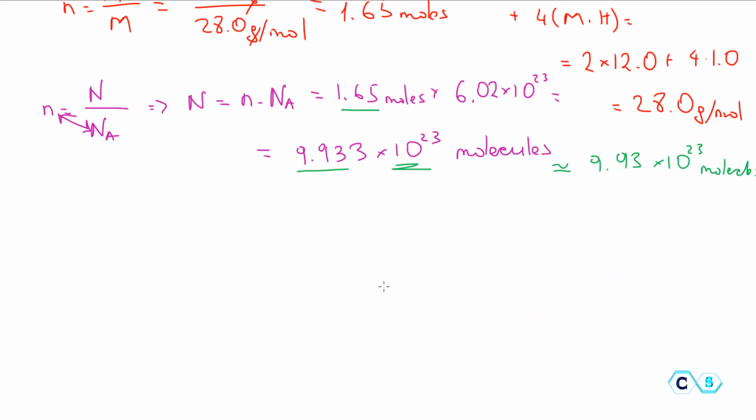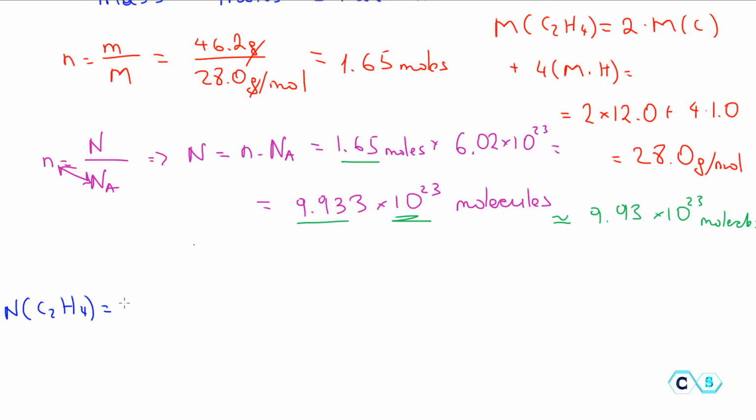In the same way, the same calculation can be done slightly differently. This is just a personal preference. If you prefer to do it this way, you can write down the number of molecules for ethylene is equal to, we're starting from the mass, we have 46.2 grams. And step 1, we need to convert this to moles. We know that every 1 mole of ethylene weighs 28.0 grams, which is the molar mass. So step 1, we go from mass to moles.